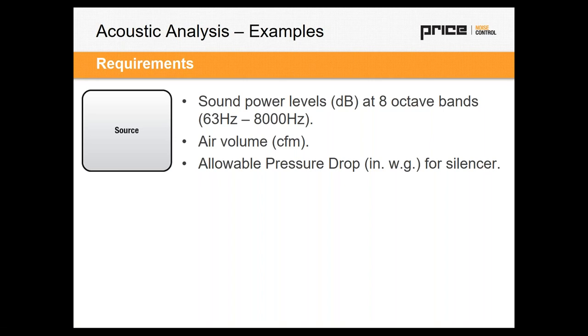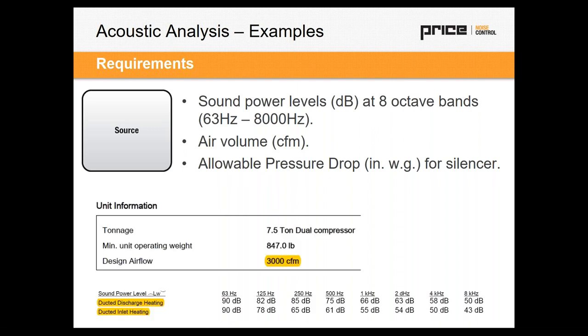Before we go into that, some of the requirements that you need. You will always need to know the sound power levels per octave band if you want to get an accurate prediction of a certain NC, RC, or dBA level in a space or outdoors. You need to, if you know, give us an allowable pressure drop for a silencer. And this is how it looks. You'll give us a CFM. Typically, you find this information from the submittal of the unit, whether it is from Daikin, Aaon, Trane, all of them have sound power level per octave bands.